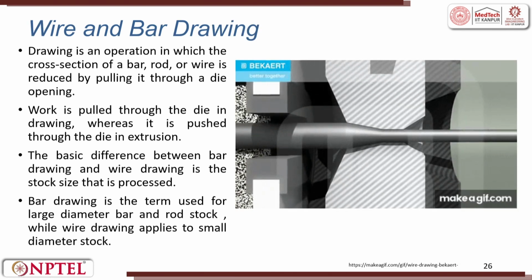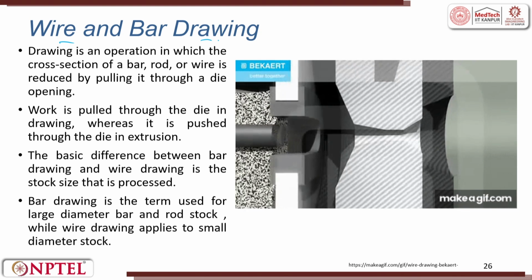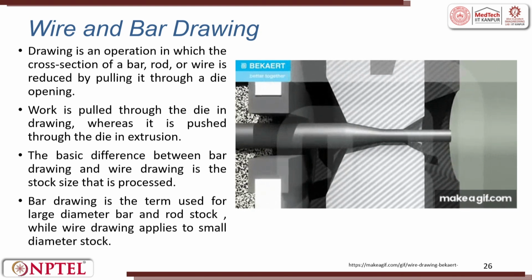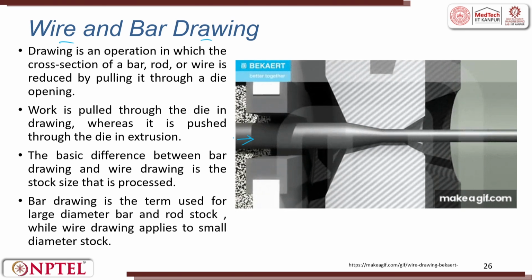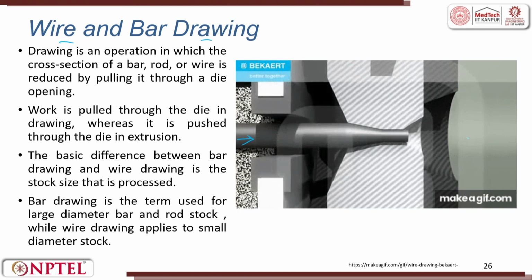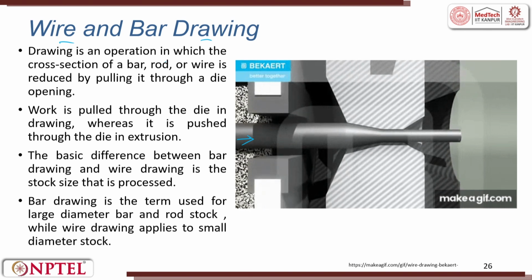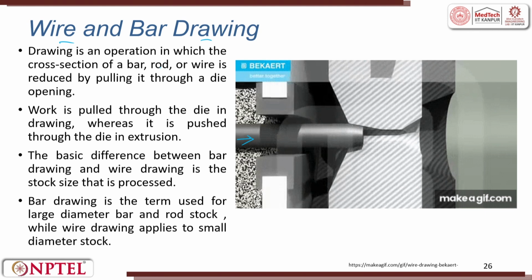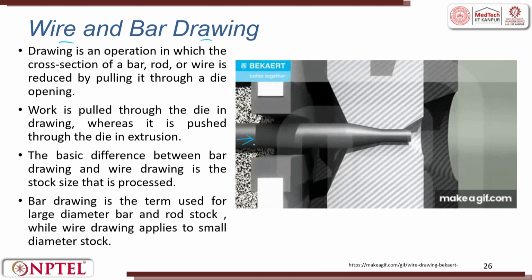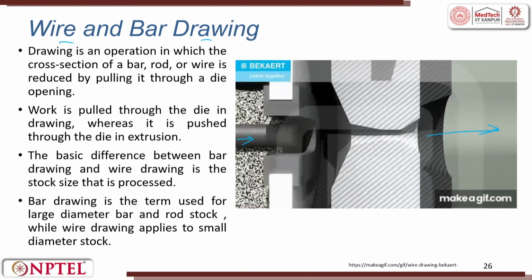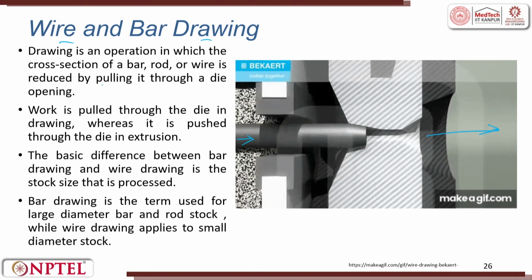Now, a small variation from the extrusion process is the wire drawing process. The difference between extrusion and wire drawing is that in wire drawing, the wire is continuously fed from one side and the reduction happens on the other side. You can also have a bar, you can also have a wire. Drawing is an operation in which the cross section of the rod, bar or wire is reduced by pulling it through a die opening. So, here we pull it through a die opening, right.